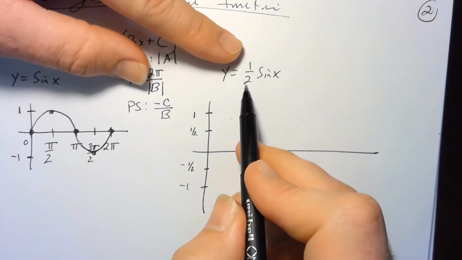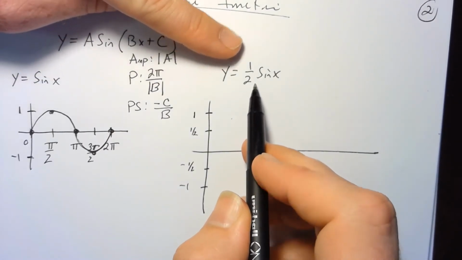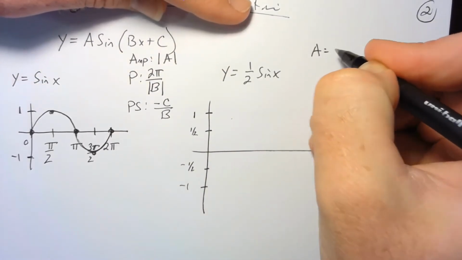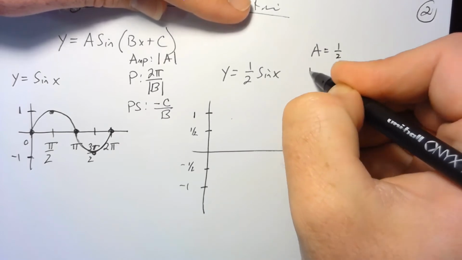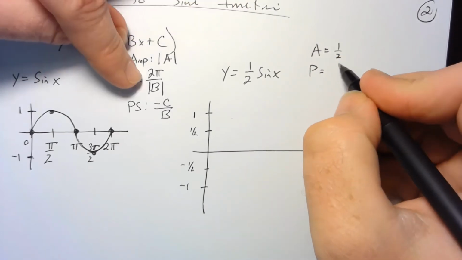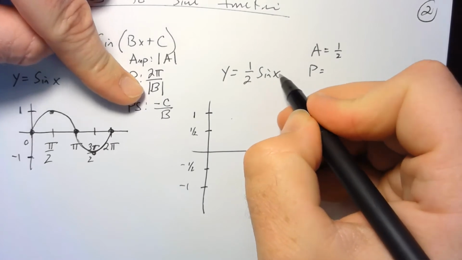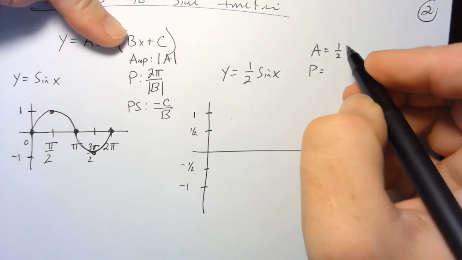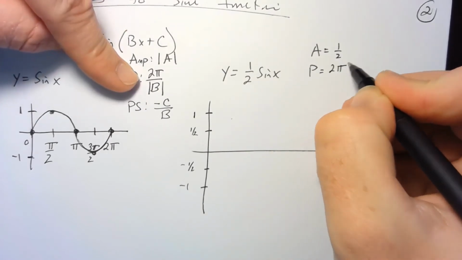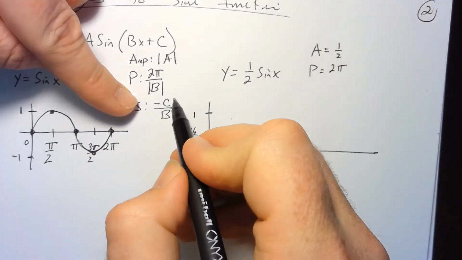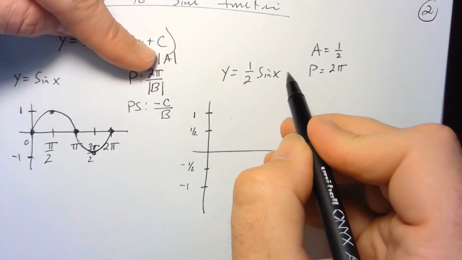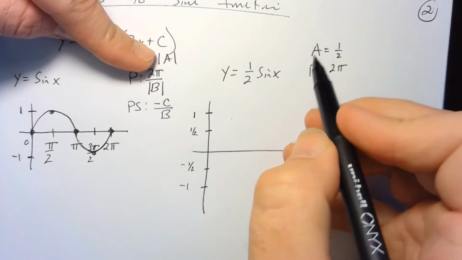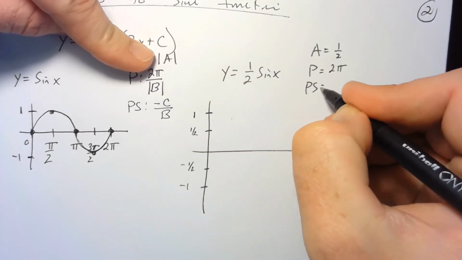That's the only thing that I really need to change in this function. Again, my amplitude then is going to be 1/2. My period is going to be 2 pi divided by b, but there's nothing with that x. Again, b is multiplied by x. There's nothing with that x, so it's simply 2 pi. And then my phase shift, which there isn't any because there's no c value in this function, nothing added inside the sine function. So my phase shift is going to be 0.